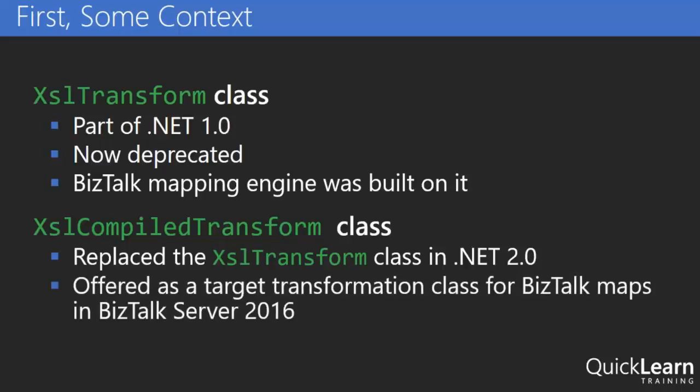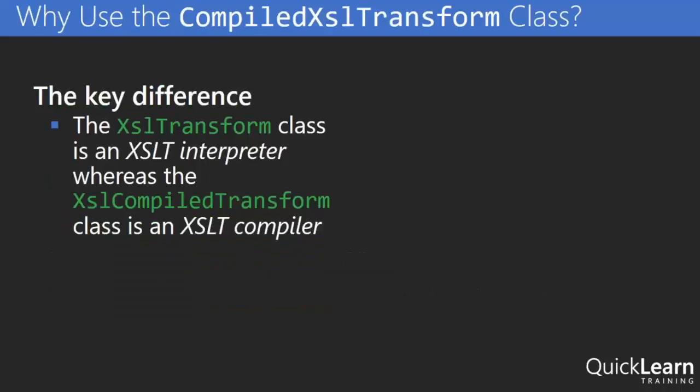Okay. Now in 2016, BizTalk 2016, we have the opportunity to tell our BizTalk maps which one of these two classes we want to target as the underlying transformation for our maps. Right. Now, the key difference between these two classes is that XslTransform, the traditional, old way of doing it, is an XSLT interpreter, whereas the compiled transform is an XSLT compiler.